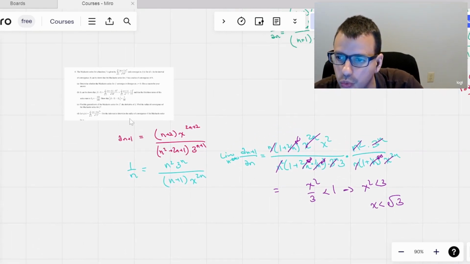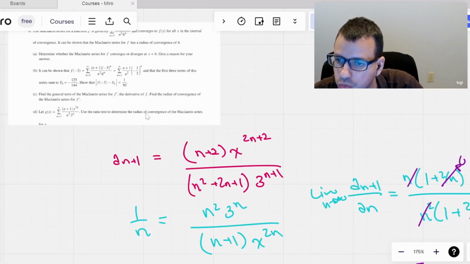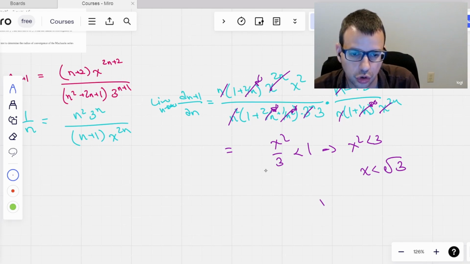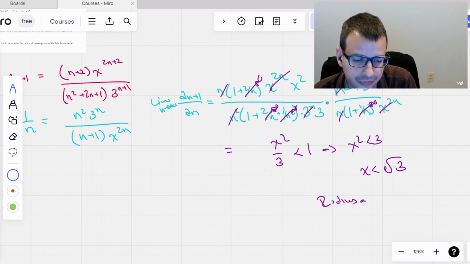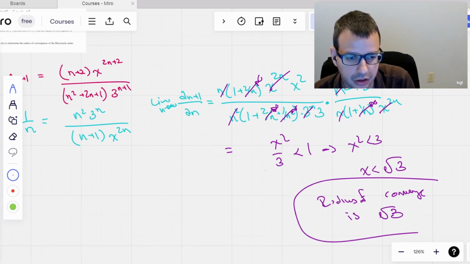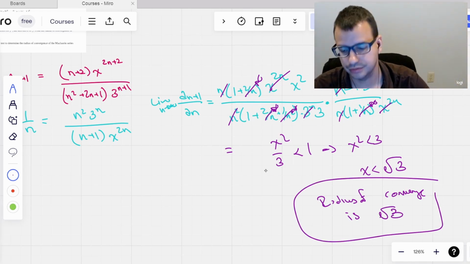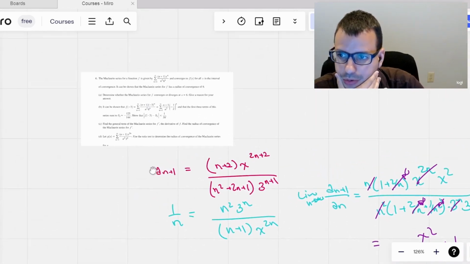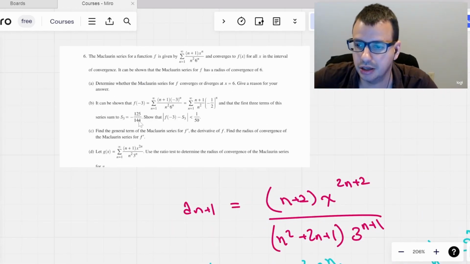Yes, and so they want the radius, you turn the radius of convergence. Yep. So they just want the radius of convergence. Radius of convergence is square root of 3. So I know I went through that super fast, and I apologize. That's kind of how I approach the ratio test.